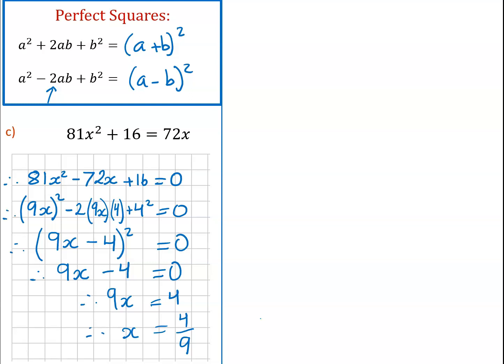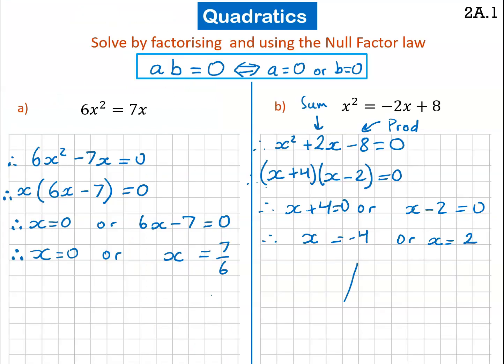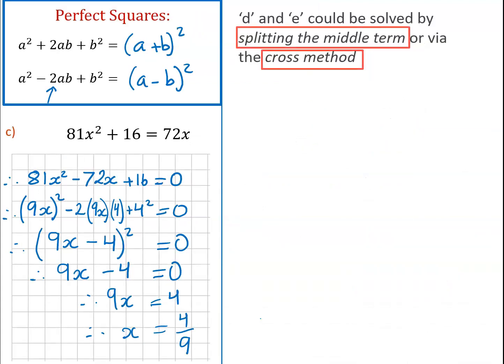Now look at this thing though. Notice that x was 4 over 9, and we only got one answer for x, whereas before we were getting 2 answers for x. And that is okay. Sometimes you'll only get one answer. Okay? Now the next one is the tricky part.